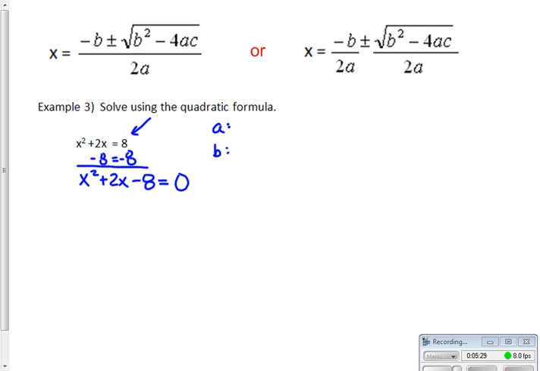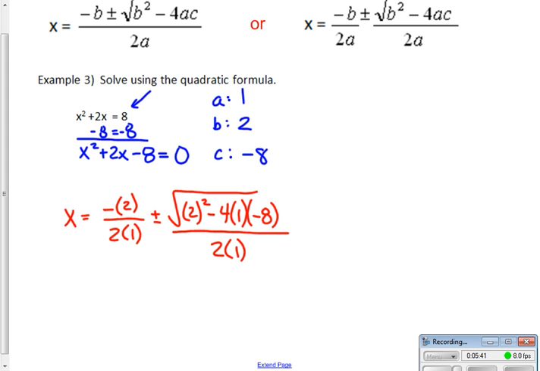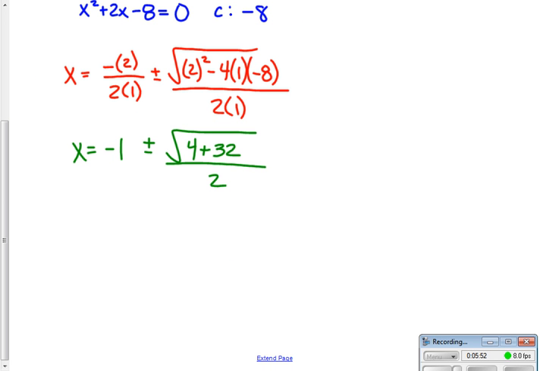Now we can go ahead and pull out our a, b, and c terms. So a would be 1, b is 2, c is negative 8. Now we can go ahead and plug that into our equation. So pause the video, go ahead and work through it. After inputting our work here, this is what your formula should look like. Next step is to go ahead and reduce everything and do your computation. Here's what it should look like.